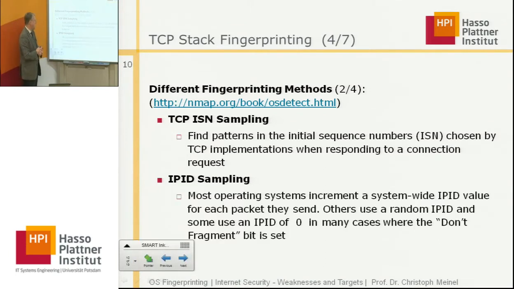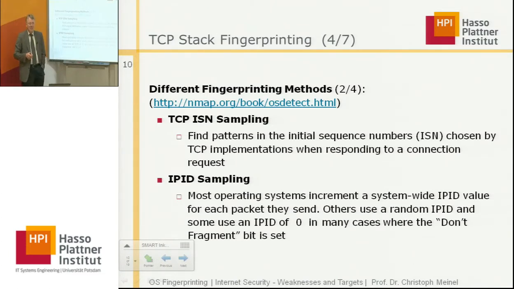IP ID sampling is also possible to use for fingerprinting an operating system. Most operating systems increment the system-wide IP ID value for each packet they send. Other implementations use random IP IDs, and some other systems use 0 as the IP ID.